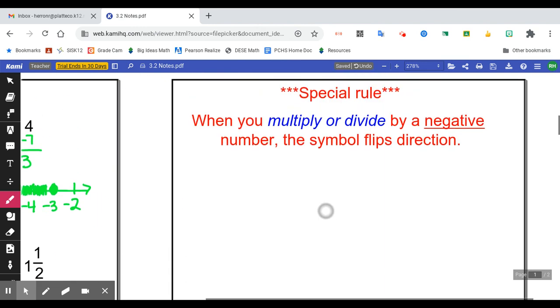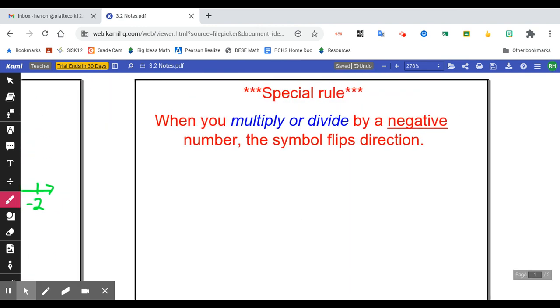Excellent. Okay. Now, before we move on, special rule here. When we multiply or divide by, this word by is a big one here, by a negative, the symbol flips direction. So what I'm talking about is the number that you are actually writing down on both sides is a negative. Then the symbol, meaning the greater than or less than symbol, actually flips direction. So it becomes less than if it's greater than and vice versa. So it looks something like this.